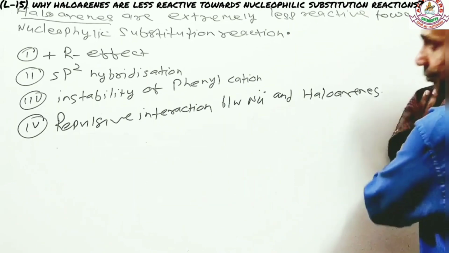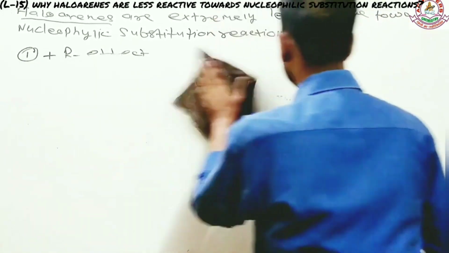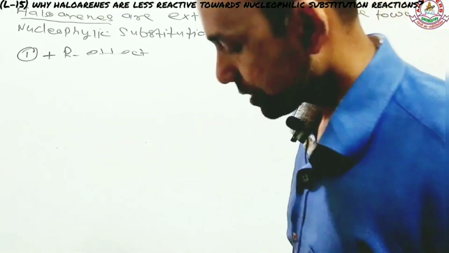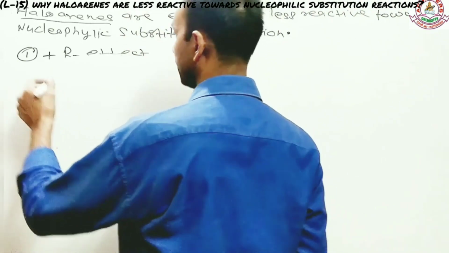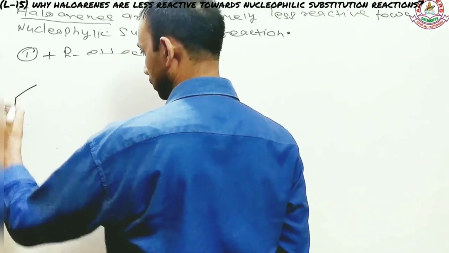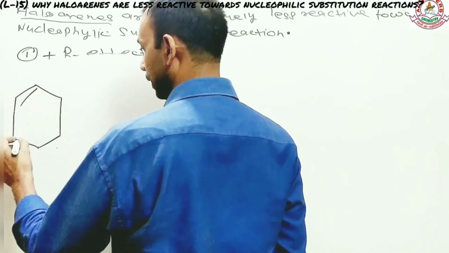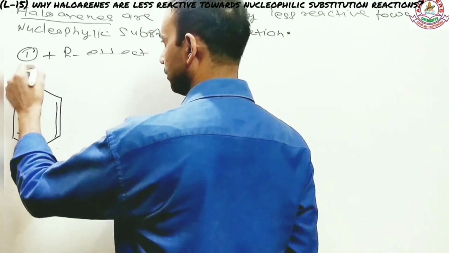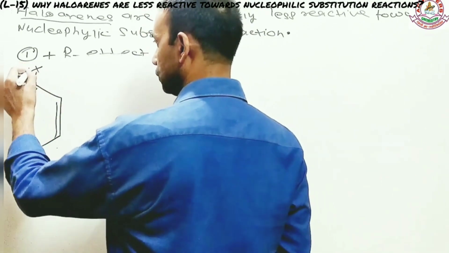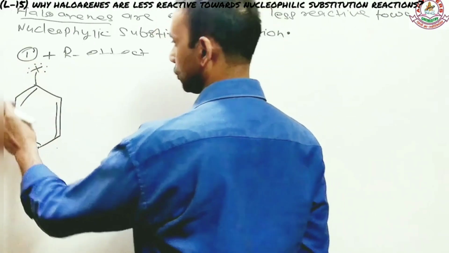So the first one is that haloarenes exhibit plus R effect. This is also something from 11th class, but because it's coming up here, I have to make you go through it. Suppose this is an aryl halide, and place a halogen here, any halogen. You do know that halogens have 6 electrons, and all these other positions are occupied by hydrogen.